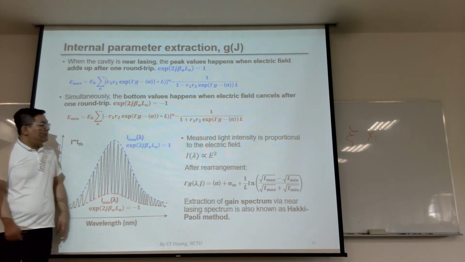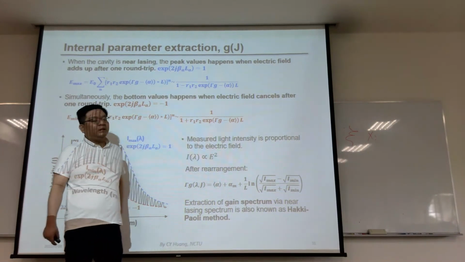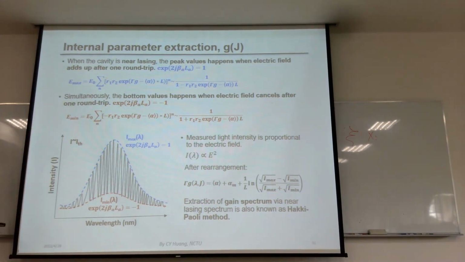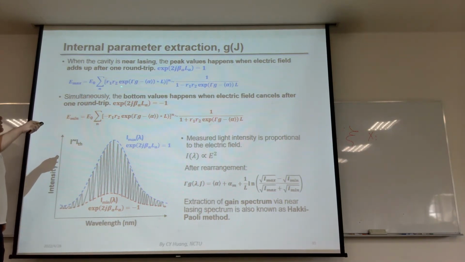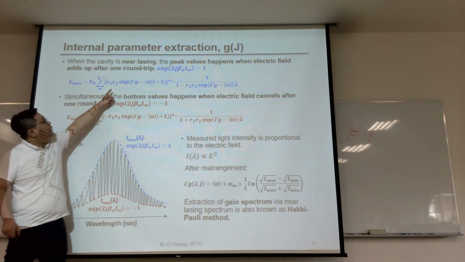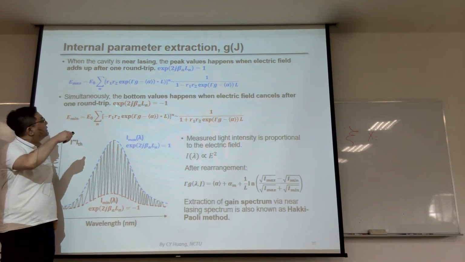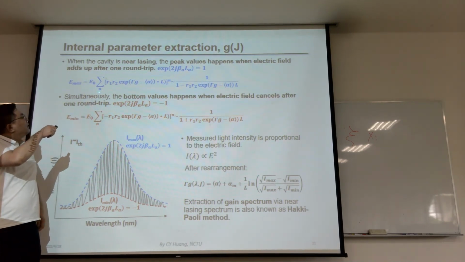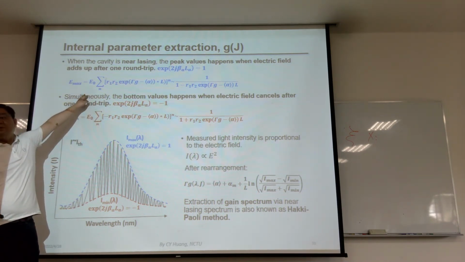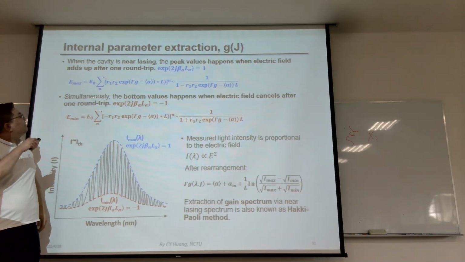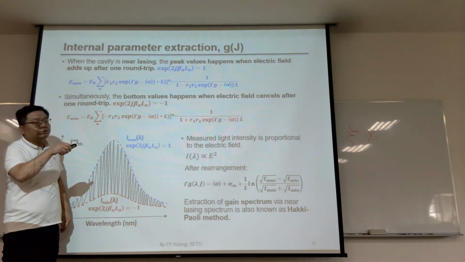And we know that the intensity you measure is actually the square of your electric field. So you have E max being E0 times R1, R2 exponential round trip times L, and the whole term is equal to 1. Then n summing from 0 to infinity, so it is an infinite series. It will be something like 1 over 1 minus R1 R2 exponential (Γg minus α)L.